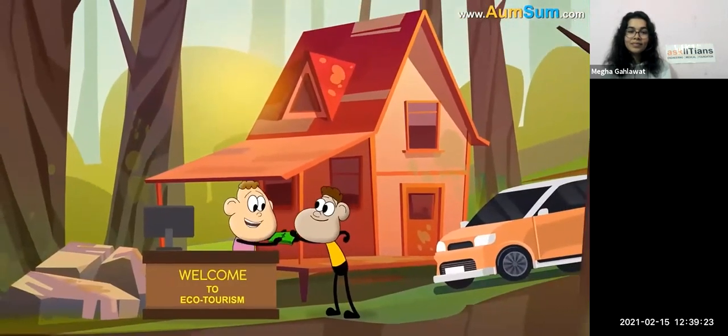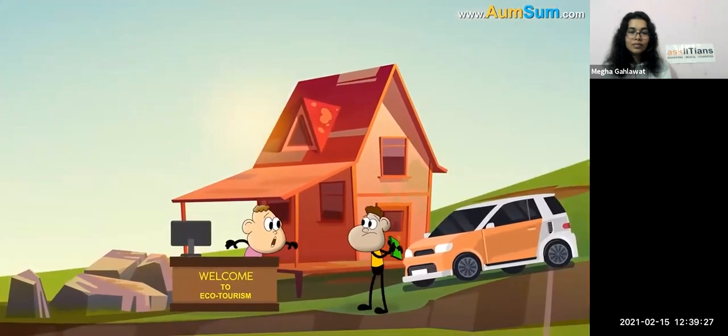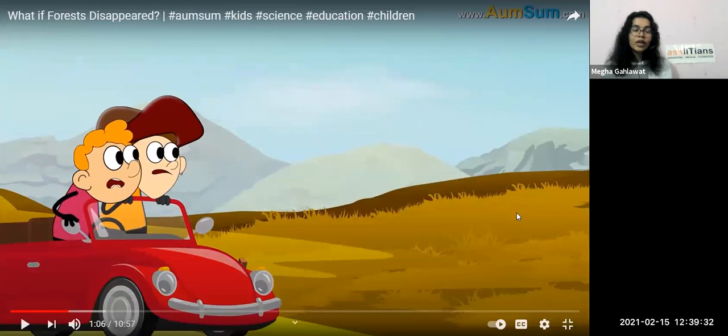Fifthly, if forests disappeared, ecotourism will take a big hit. People will miss connecting with nature on those weekend getaways. Remember, ecotourism is when you go into the mountains, reconnect with nature, dance around a bonfire, and look up into the open sky at the little stars that are sparkling through. It's a beautiful feeling, but that is not going to last if there are no forests.